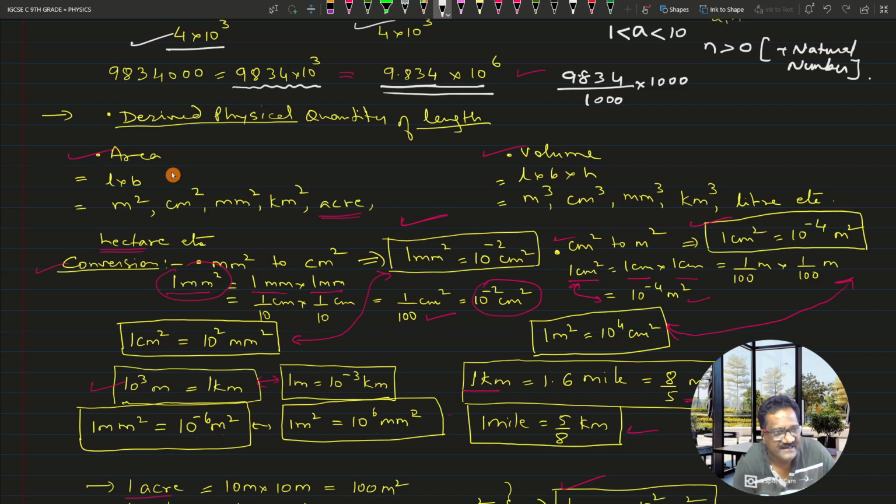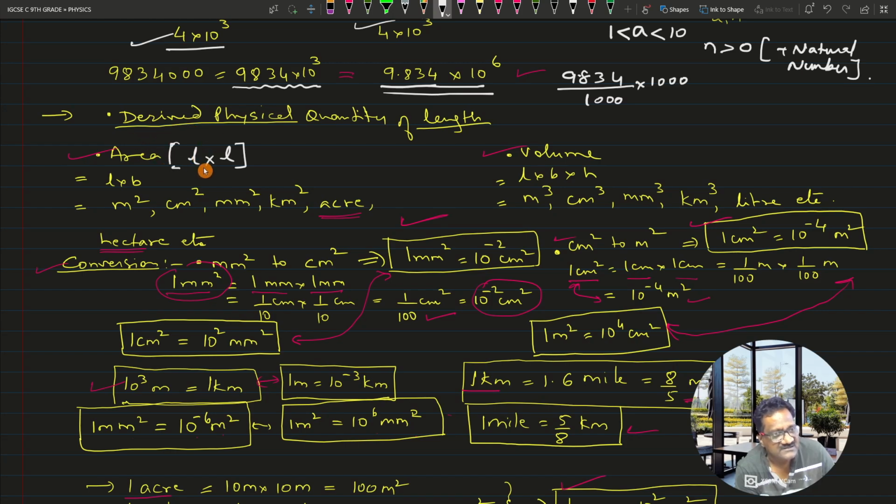For example, area. Area is a physical quantity which is obtained by taking length two times, multiplying length times length. And that is why, in the unit of area you will always find centimeter square, meter square, millimeter square, isn't it? So area is always a length multiplied by length. So area is a physical quantity which is a derived physical quantity.